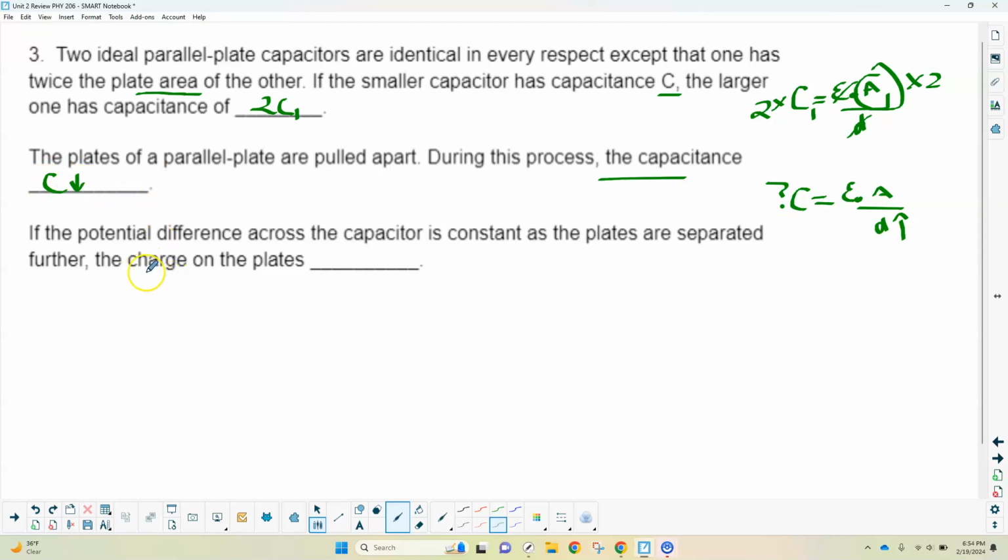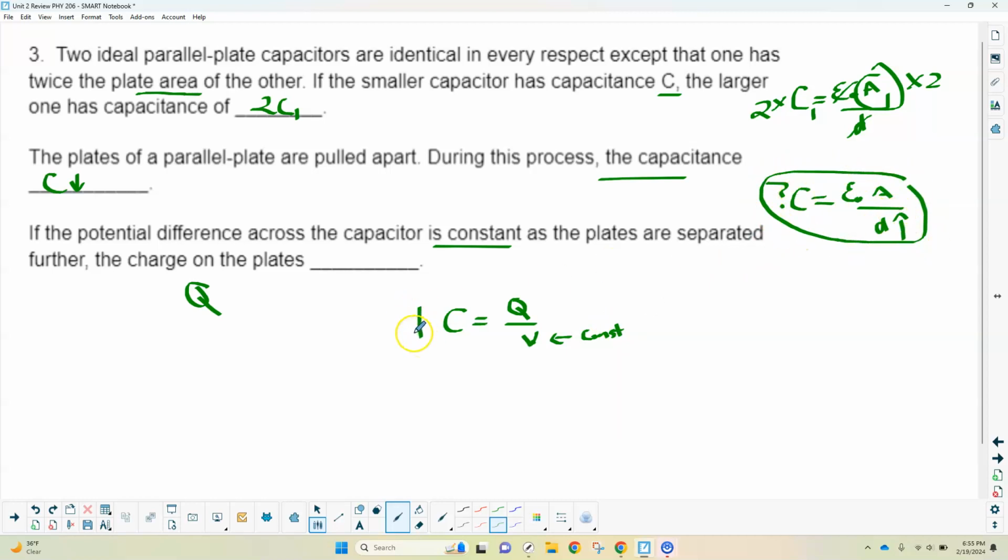The last question says if the potential difference across the capacitors is constant as the plates are separated further apart, the charge on the plates does what? So we're looking for Q. So this is the idea of C equals Q over V. So this is, V is a constant. And as we change the physical makeup of this capacitor, we said we're increasing the distance, so the capacitance should go down. So we're trying to figure out what's happening to Q.